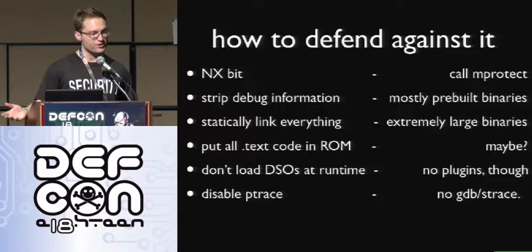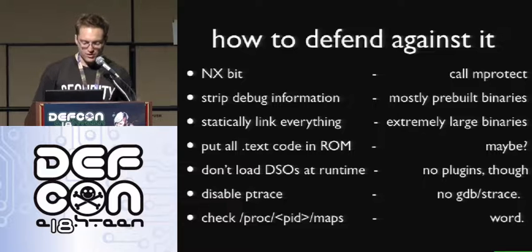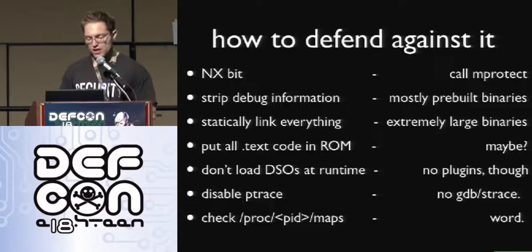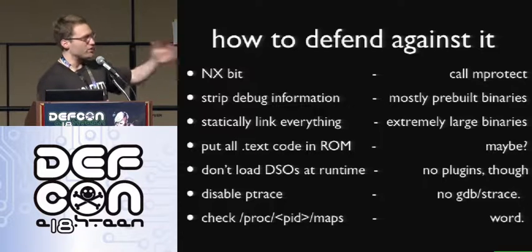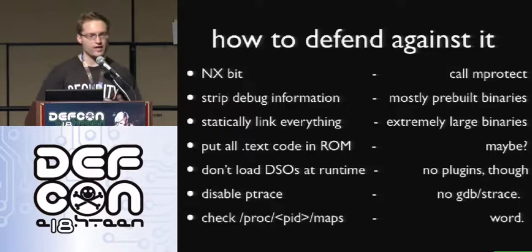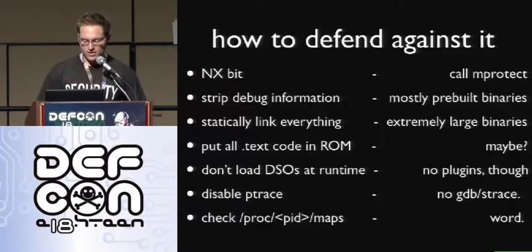You can disable ptrace, but ptrace is pretty sweet. And if you disable ptrace, you lose GDB and you lose strace, and both of those are really useful. You can also check /proc/pid/maps. That works. So if you watch /proc/pid/maps all day long and somebody injects a library in, it'll appear there, and you can see, hey, this evil.so is now running in my process. So that would actually work. It's just kind of painful to do that.